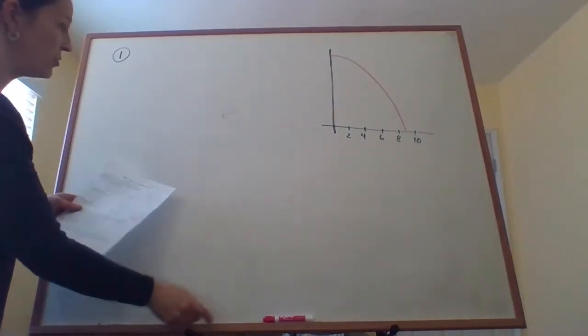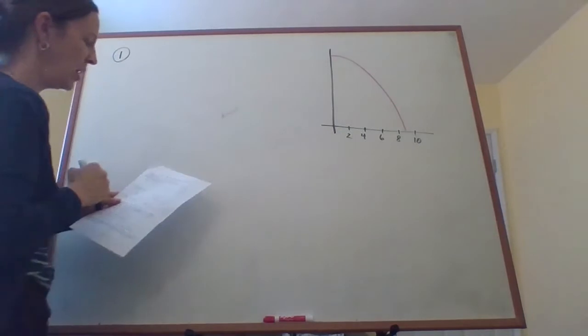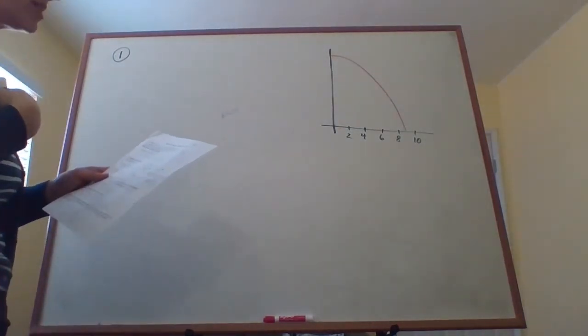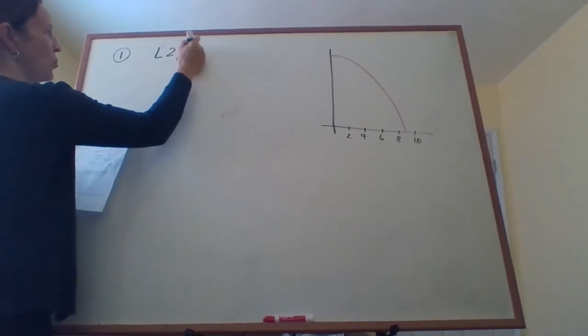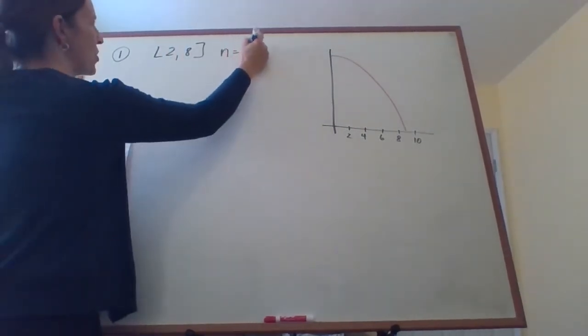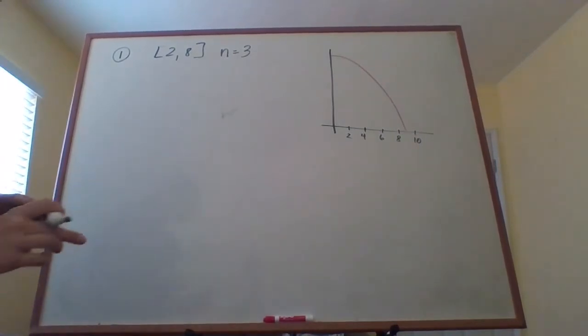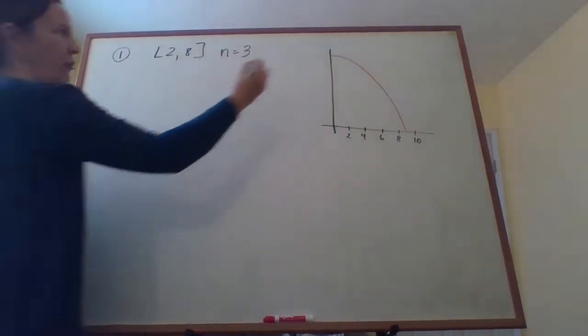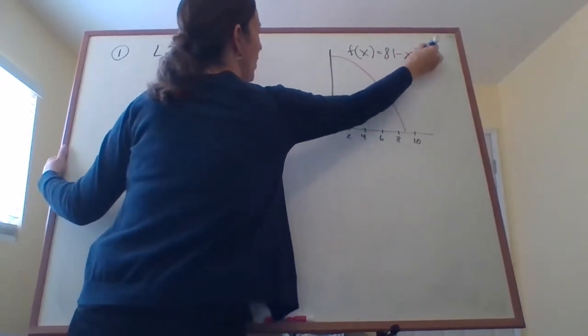This problem asked you, given the function f of x was 81 minus x squared, use the midpoint Riemann sums on the interval from 2 to 8 with 3 subintervals, so n is equal to 3, and we were looking to approximate the area under the curve for my f of x function, 81 minus x squared.